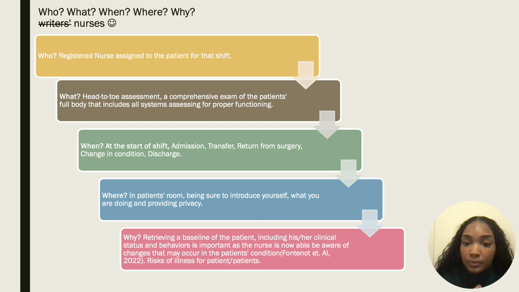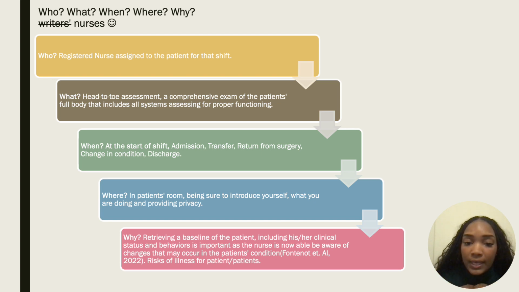Where is it done? In the patient's room. Being sure to introduce yourself, what you're doing, providing privacy, especially since the patients are 2 to 4 in this hospital setting per room. You want to make sure that they have the curtains closed. If you need to ask anybody to step outside of the room, just want to make sure that the patient feels comfortable.